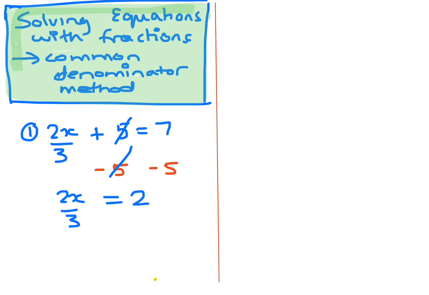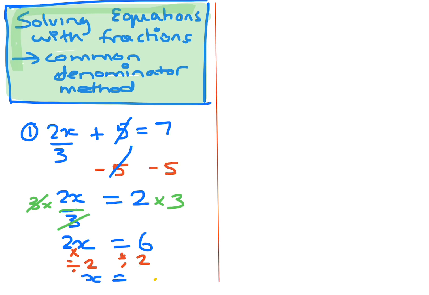So now how do I get rid of the 3? Well, it's divided by 3, so you times 3 on both sides. Then you've got your 2x. 2 times 3 is 6. And then, because it's times 2, you divide by 2. So then you end up with x equals 6 divided by 2, which is 3.